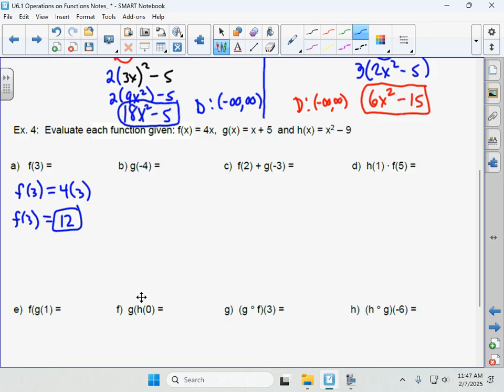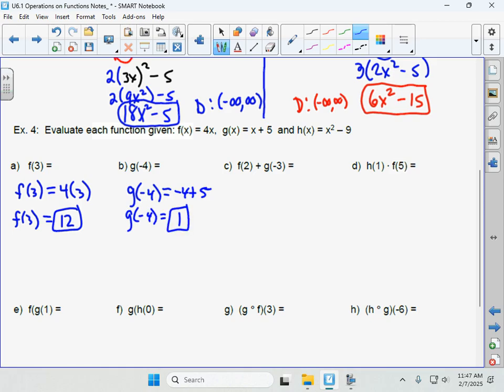Okay, B, find g of negative 4. All right, so here we take the g function, and we're going to put negative 4 in for x. So negative 4 plus 5. All right, and negative 4 plus 5 is positive 1.